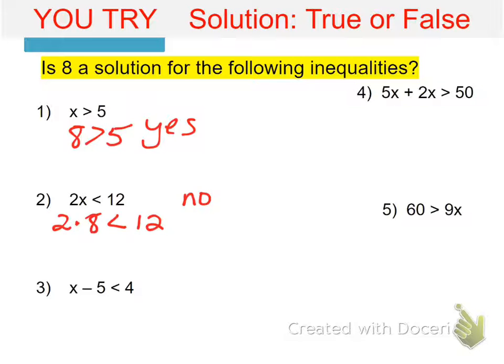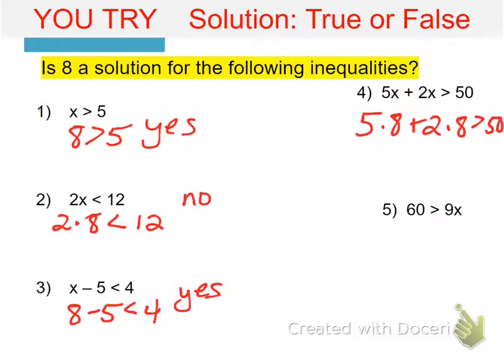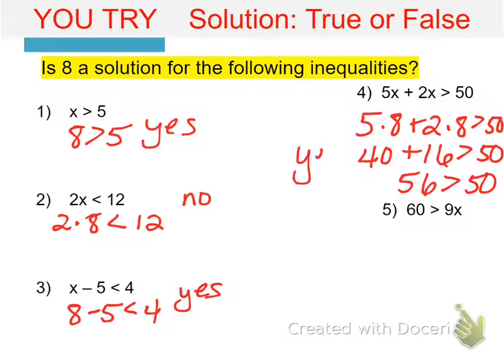Okay. 8 minus 5 is less than 4. Is that true? Yes, because 8 minus 5 is 3. Okay. And then on this one, 5 times 8 plus 2 times 8 is greater than 50. So we have 40 plus 16 is greater than 50. So it's correct. 56 is greater than 50. That is true. And the last one, 60 is greater than 9 times 8. Is that true? No, because 9 times 8 is 72.